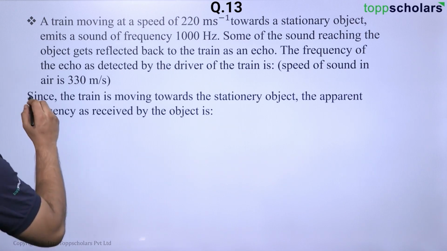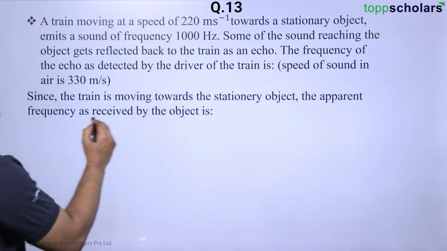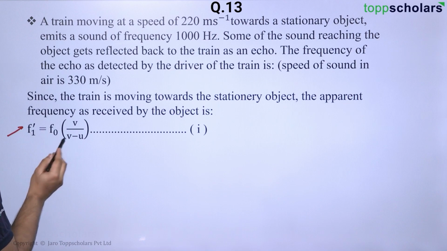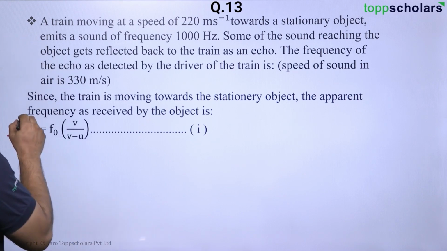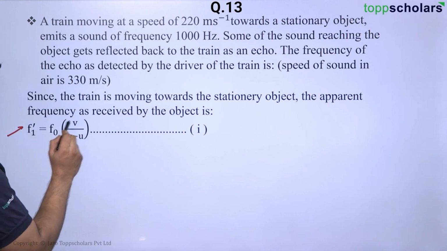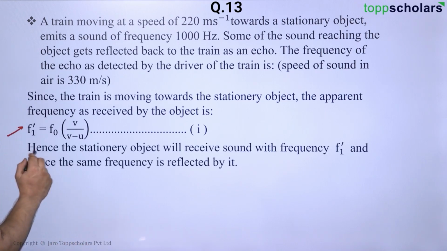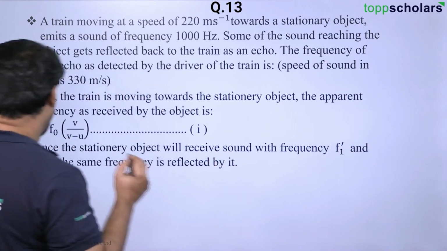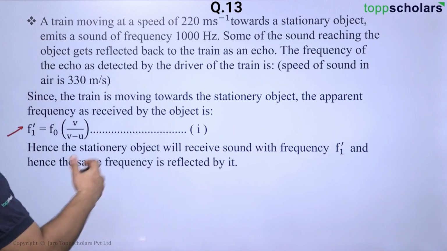Since the train is moving towards the stationary object, the apparent frequency as received by the object, let's call it f1 dash, is equal to f naught, the original frequency, into v upon v minus u. This is according to the Doppler effect. Hence the stationary object will receive sound with frequency f1 dash and it will reflect the same frequency.